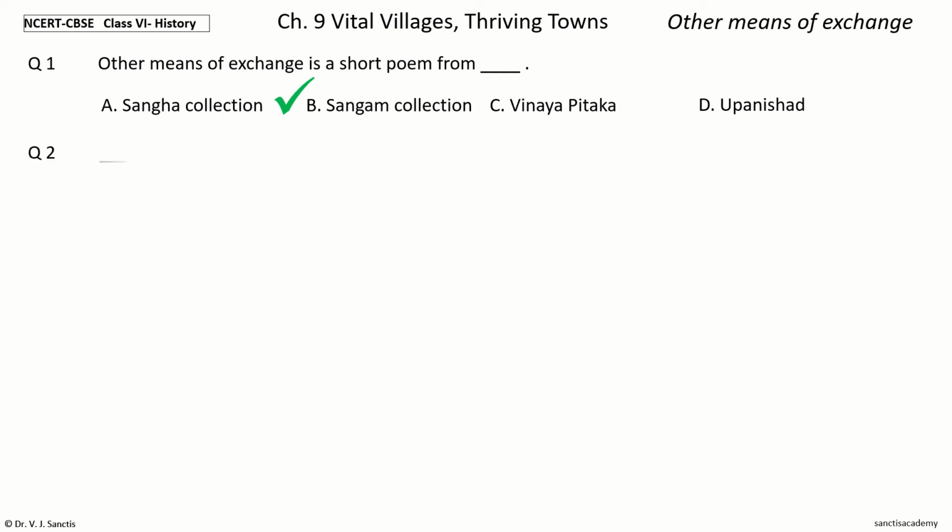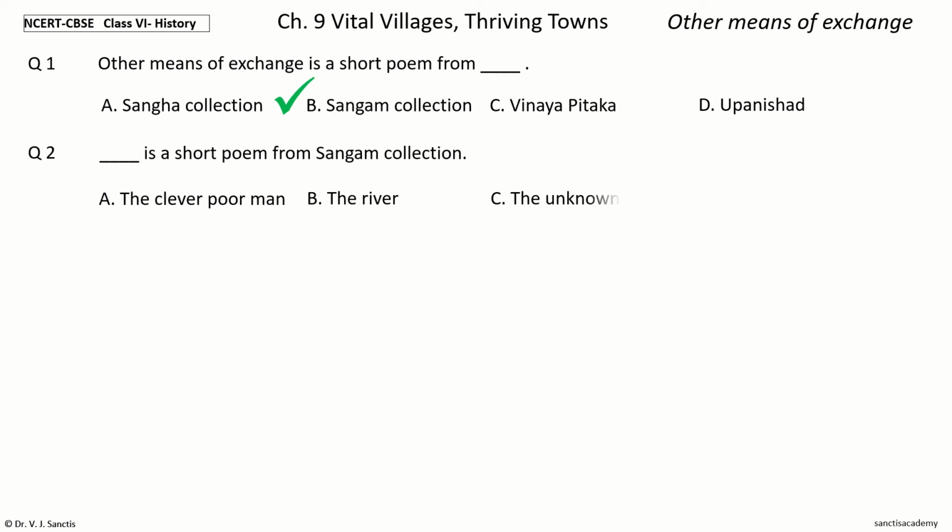Question 2. Dash is a short poem from Sangam collection. The options are The Clever Poor Man, The River, The Unknown Sailor, Other Means of Exchange. Your time to choose. And the answer is Other Means of Exchange. So, Other Means of Exchange is a short poem from Sangam collection.